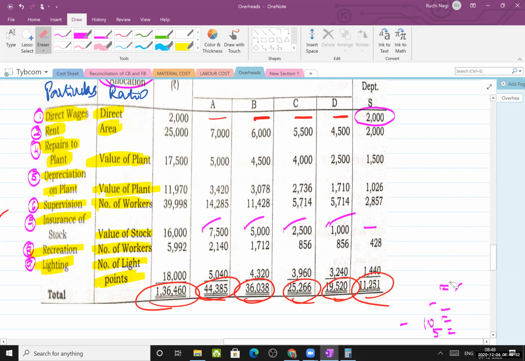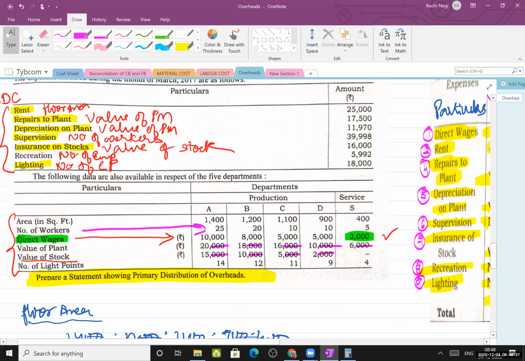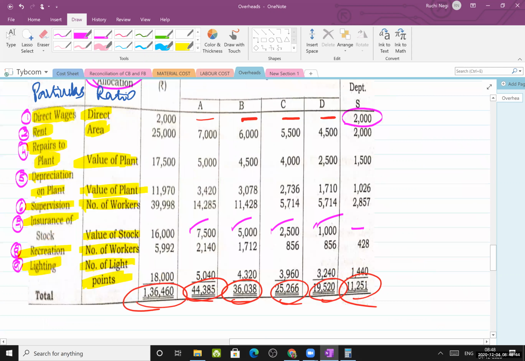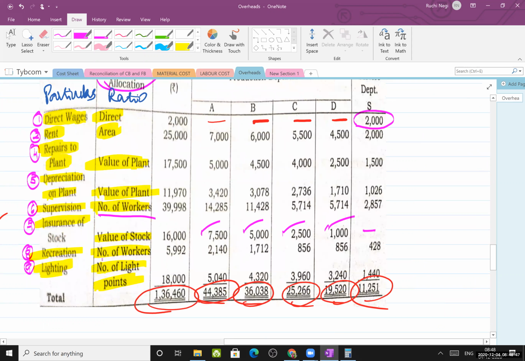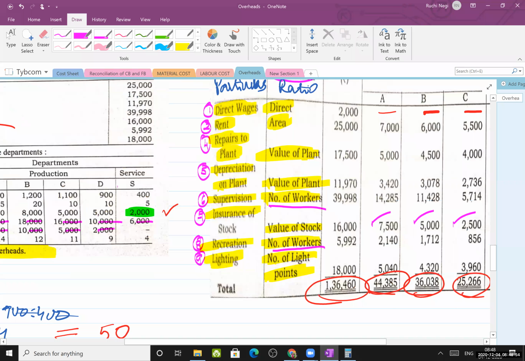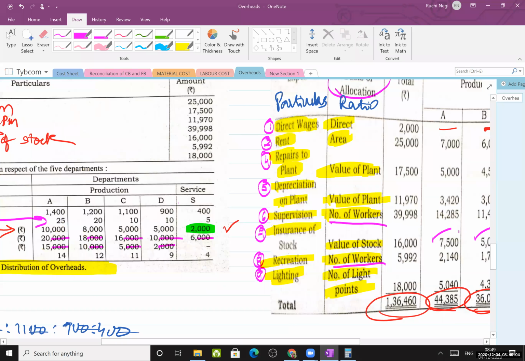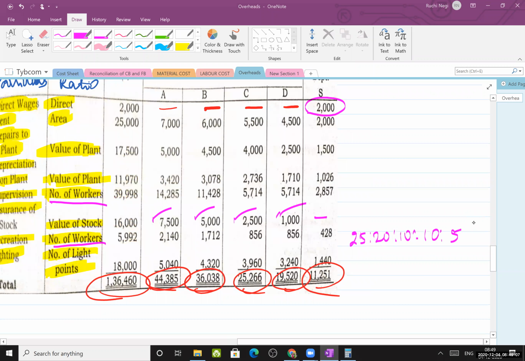All these things come only with practice. Next, number of workers. The ratio is 25 is to 20 is to 10 is to 10 is to 5. And students, in the exam where you see the ratios are the same, you can simultaneously solve them also. That also works. Okay? 25 is to 20 is to 10 is to 10 is to 5. You can total it obviously.